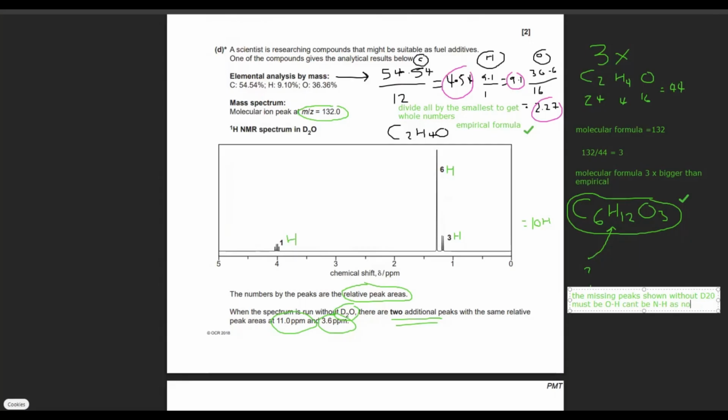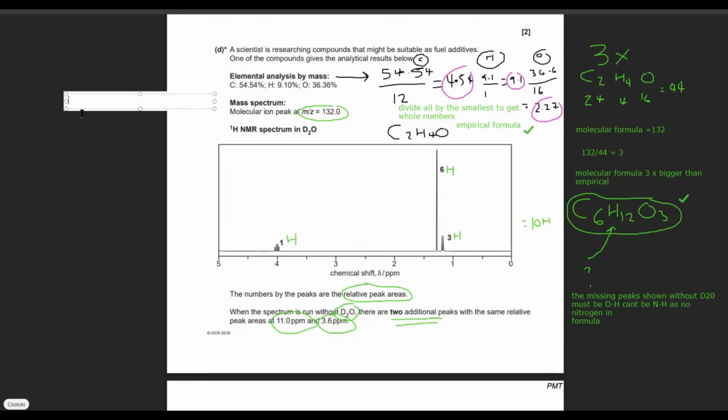We know it's not NH, which can also go missing when you use D2O, because there's no nitrogen in the formula. So it has to be 2 OH peaks that are missing. And that would account for the 2 hydrogens that are missing when we add up the relative peak areas. So when we add up the 3, the 6, and the 1.